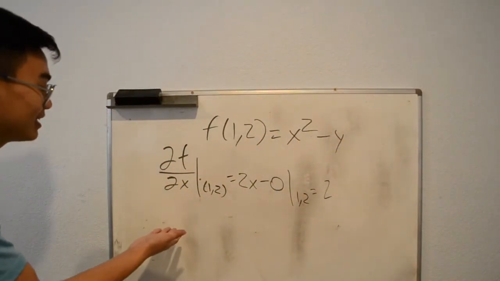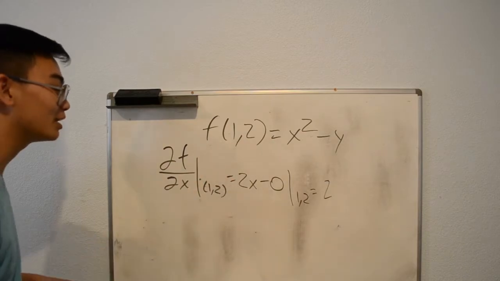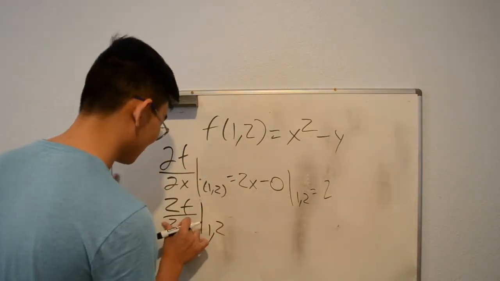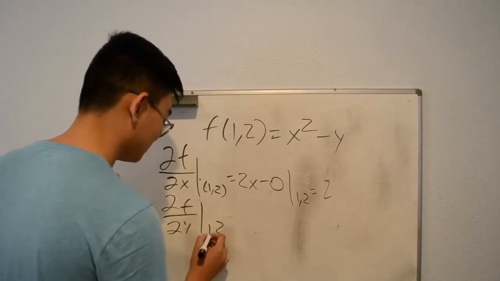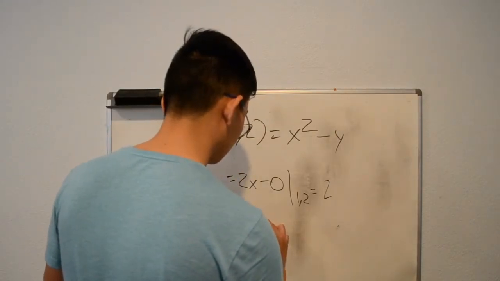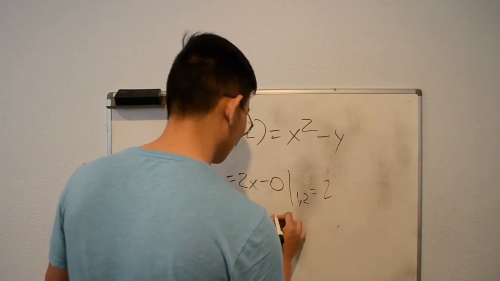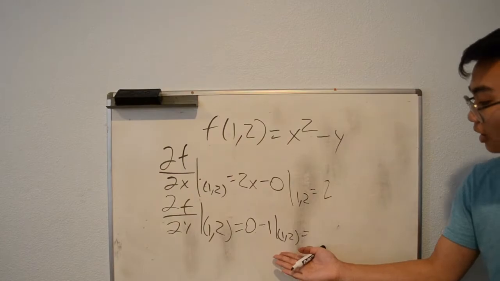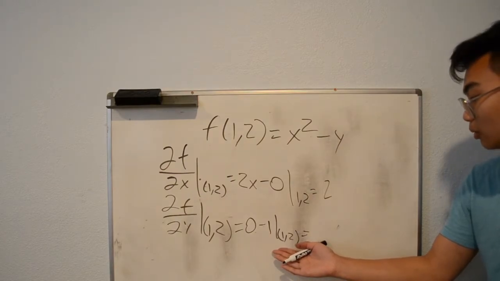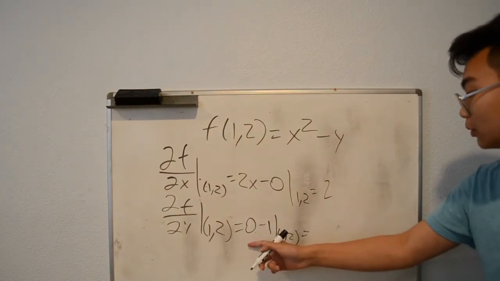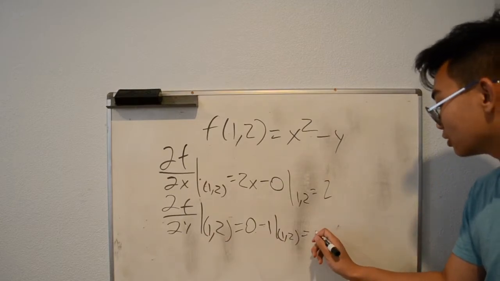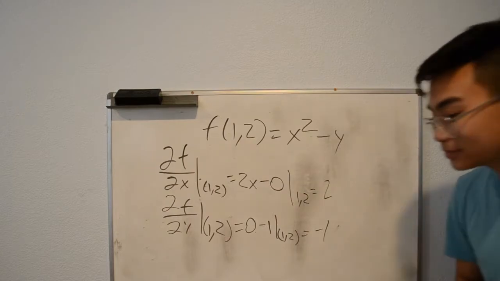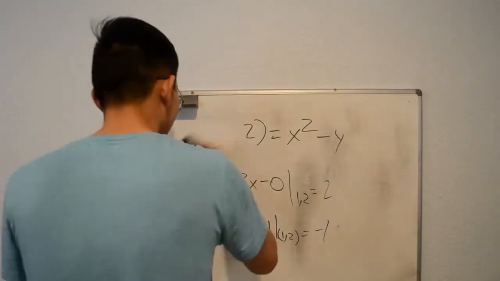So now let's try to find the partial derivative for y. Plugging in the point 1 and 2 would give you -1 because there are no variables, and this is the partial derivative for y.